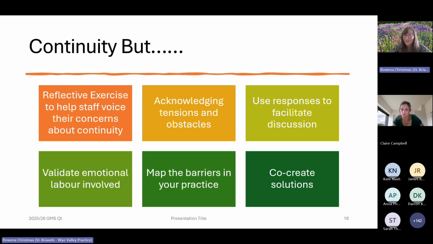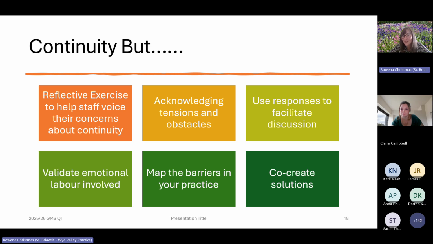So if you can get together in a practice meeting or an educational session and encourage everyone to share their statements, you know, "I'd love continuity, but..." and get that written down, then you might well be able to challenge these barriers. So the person who runs the session would collate the answers on a whiteboard or put the sticky notes up on the wall, and that acknowledges those tensions. It brings them out of the shadows and into the open.